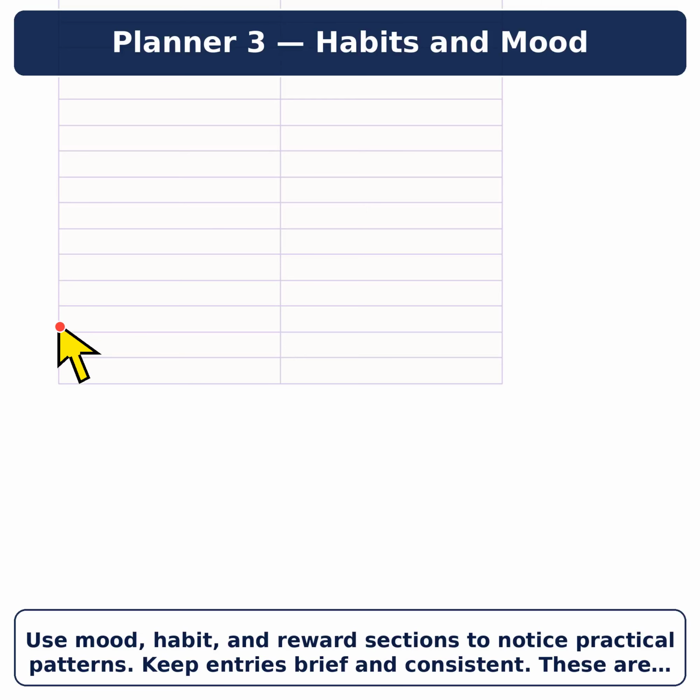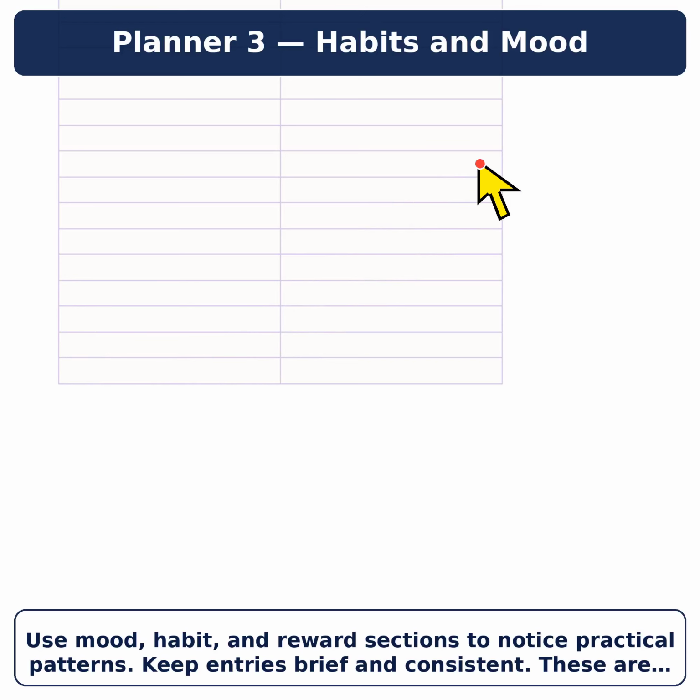Use mood, habit, and reward sections briefly and consistently. These pages are planning and observation tools, not medical or diagnostic tools. Look for practical patterns, such as stronger focus after enough sleep, movement, fewer simultaneous tasks, or better preparation.